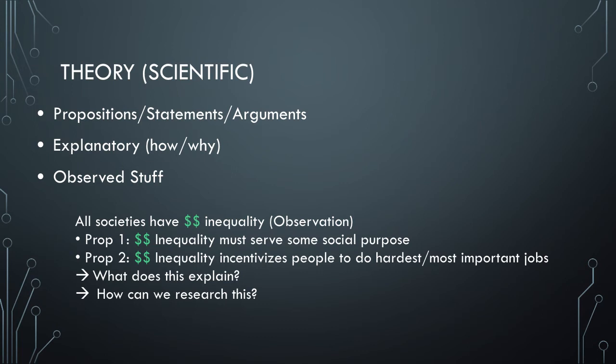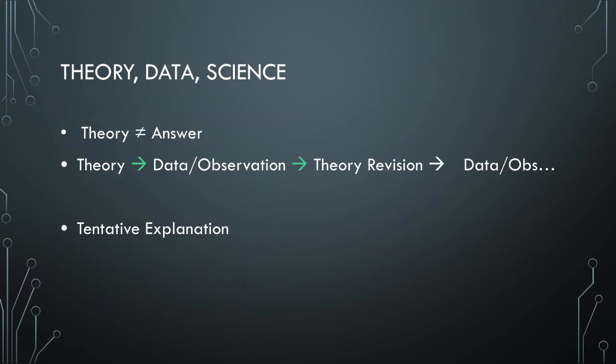Right? So again, what is this seeking to explain, we can ask ourselves. And also, how can we research it? Right? Because when we think about theories, it's important to realize theories are not answers to questions. Theories are where we begin the scientific process. Right? So if we take this idea that economic inequality motivates people to do the hardest jobs, well, then we have to think about going out and looking at the different kinds of jobs, the kind of money people get for those jobs, and whether or not our observations, our data, confirm our theory.